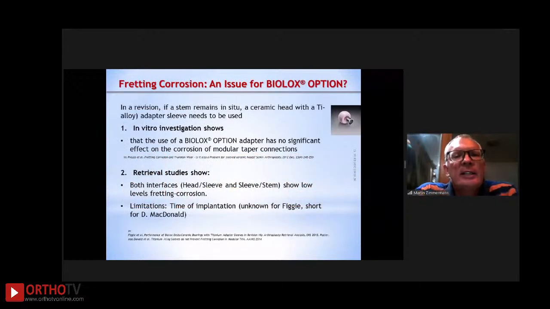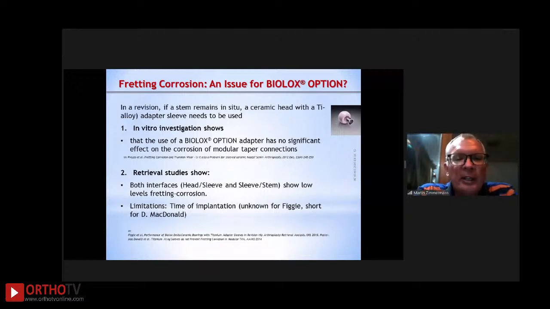So the question is, is fretting corrosion an issue for the Biolox option system? As you can imagine, CeramTec, before introducing this system on the market, did a lot of in vitro testing, with a million cycles of testing the Biolox option system to see if there's some wear at the interface between the stem taper and the ball head taper. It was good enough to decide that you can go on the market. It has no significant effect on the corrosion.